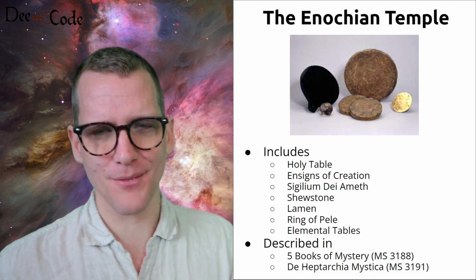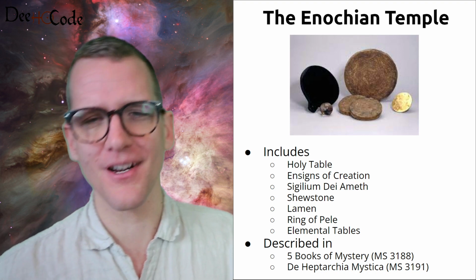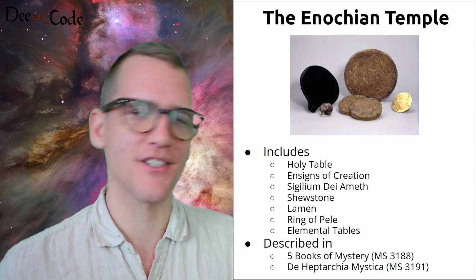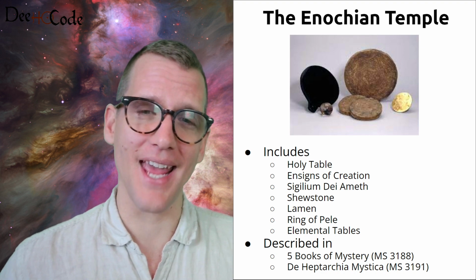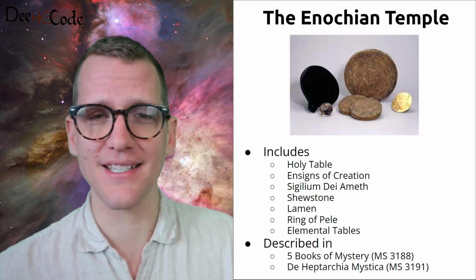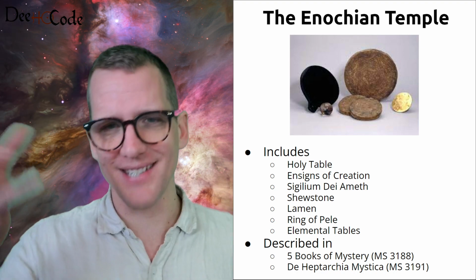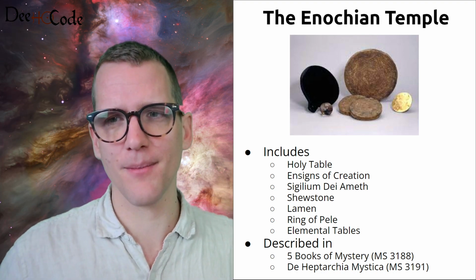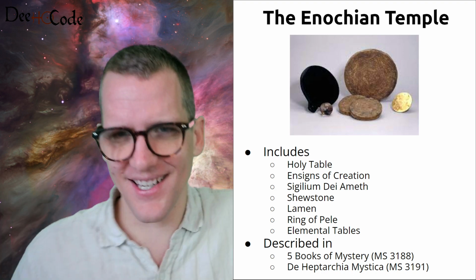We have the image on the slide. This is from the British Museum. It has the Shewstone, which is the obsidian mirror. It has the crystal ball allegedly given to Dee from Uriel. It has the Sigilium Dei Ameth in two sizes, 3 discs, that held up the holy table as well as held the Shewstone on the table. And then it looks like we've got the watchtower disc over there.